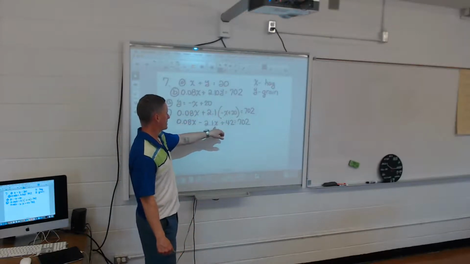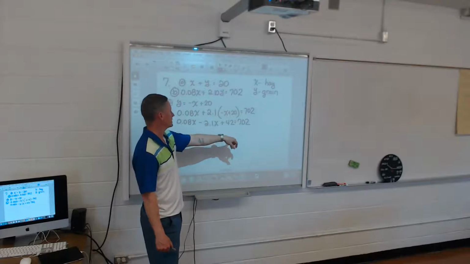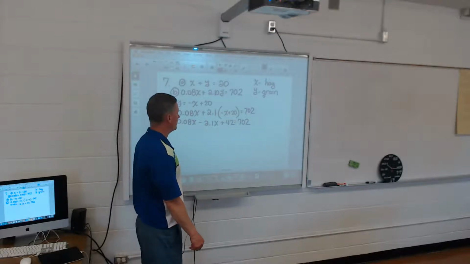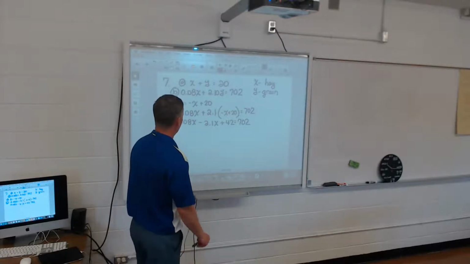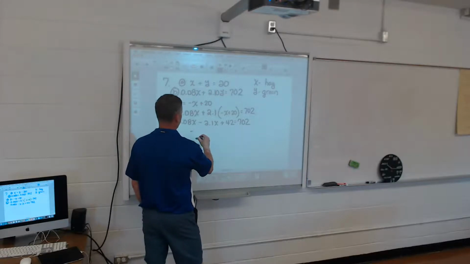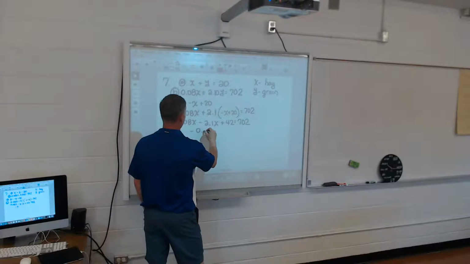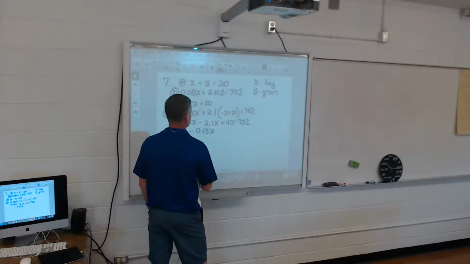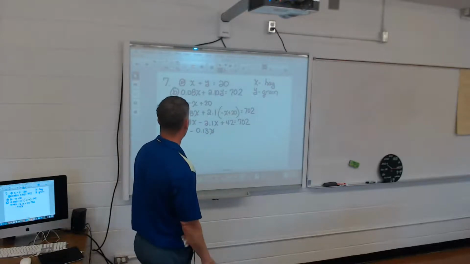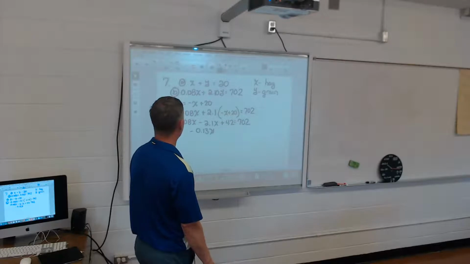2.1 times that is minus 2.1x. 2.1 times 20 is 42. Collect these terms here, so I'm going to end up with minus 0.13x. Is that right? I feel like we got an error somewhere.